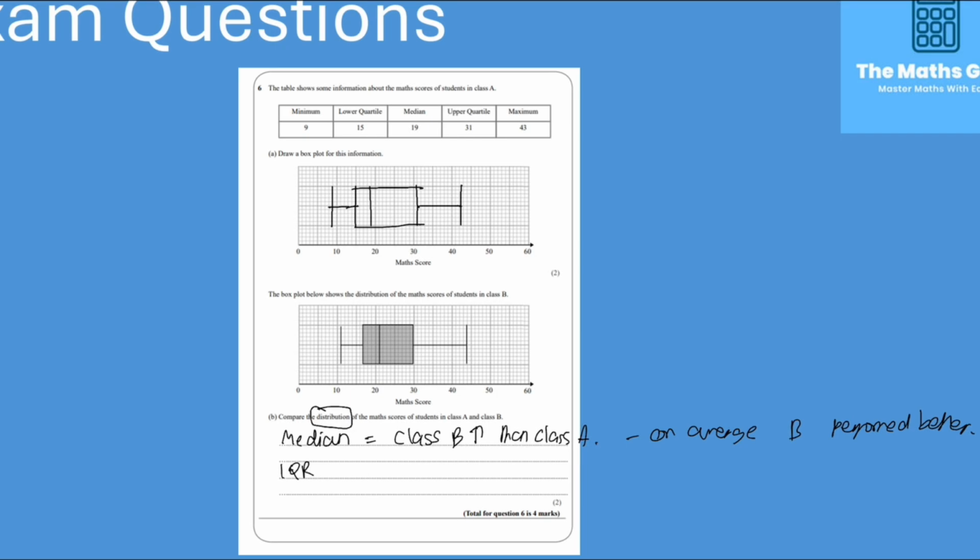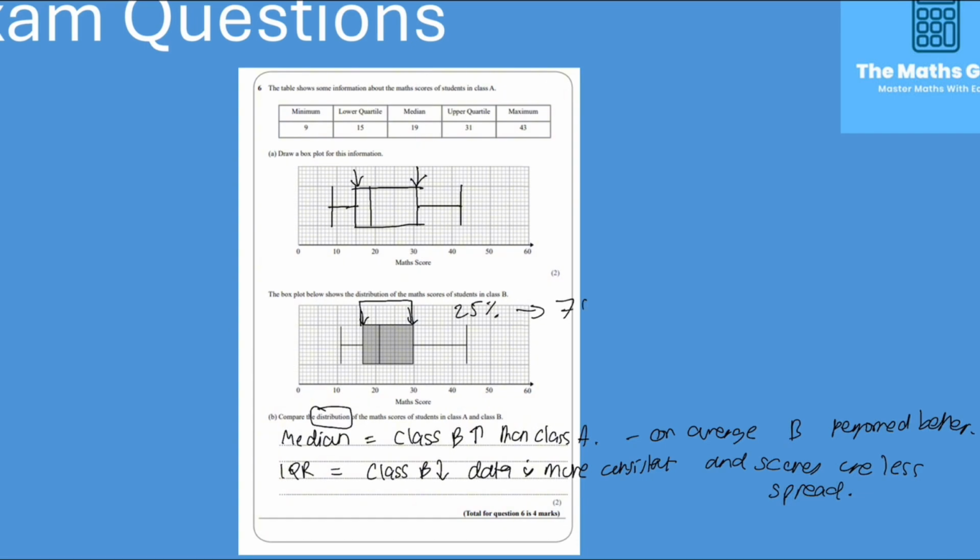Second point, we need to look at the interquartile range, which tells us that class B had a lower interquartile range, so our values of Q1 and Q3 are closer together in class B. This tells us data is more consistent and scores are less spread. Because as you can see, most of the data, so 25% to 75% of the data, is in a closer range. Therefore, the scores are less spread out.